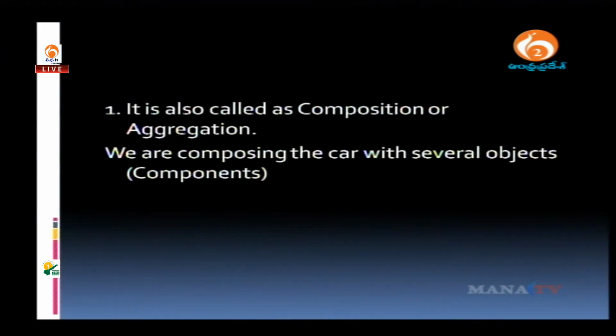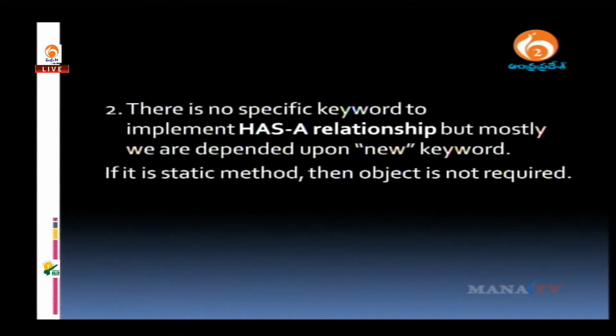It is also known as composition or aggregation. There is no specific keyword to implement the has-a relationship, but mostly we depend upon the new keyword. This kind of relationship is called composition or aggregation. We are composing the car with several component objects to run that car. And second, point number 2: there is no specific keyword to implement the has-a relationship, but mostly we depend upon the new keyword. If it is a static method, then an object is not required, meaning we do not use the new keyword.